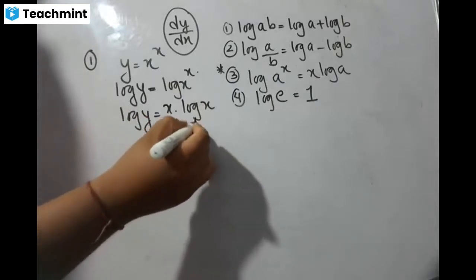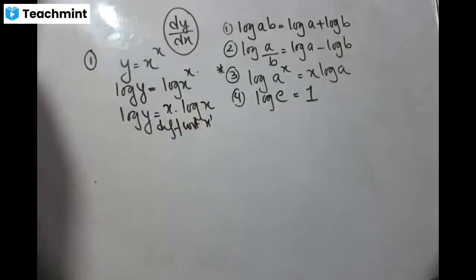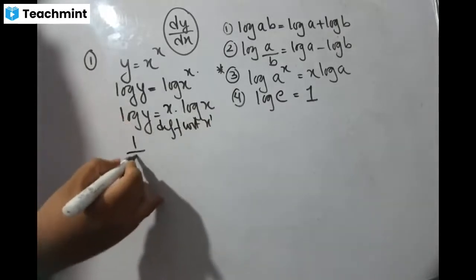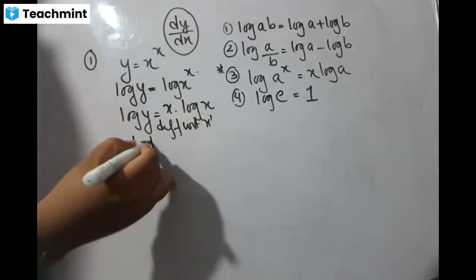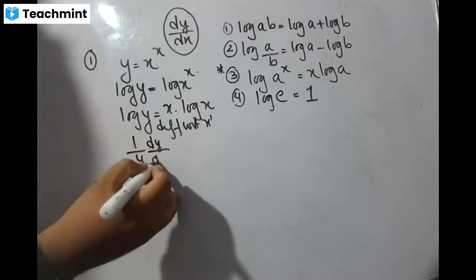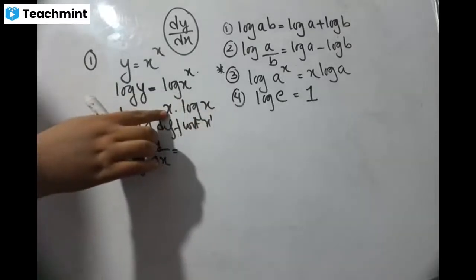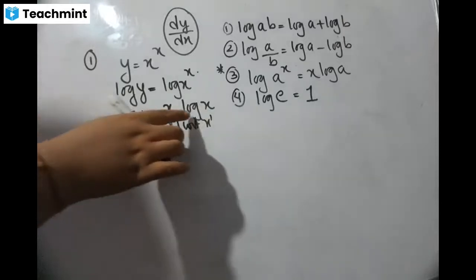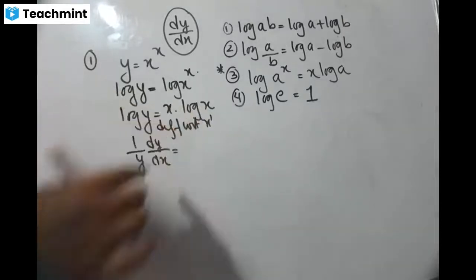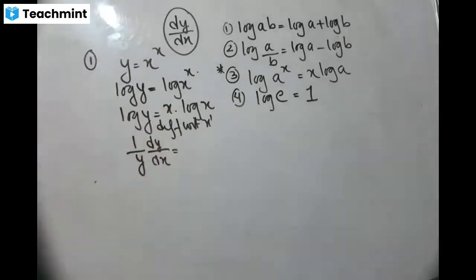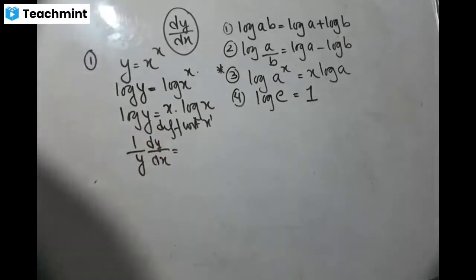Differentiating with respect to x. The derivative of log y is 1 by y, but since this is y, you have to write dy by dx. The derivative of x is 1 and the derivative of log x is 1 by x. But you cannot write down the formula directly because there is a multiplication sign, so we have to use the product rule here.